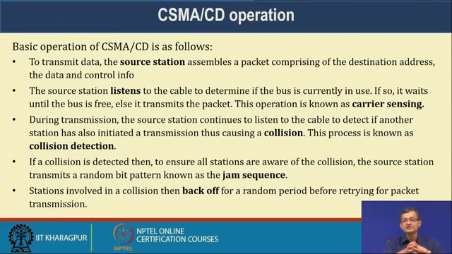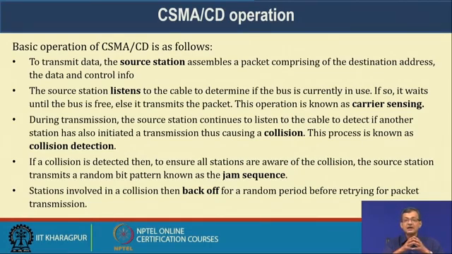This operation is known as carrier sensing. If the bus is not free, it waits, and if it is free, it transmits. During the transmission, the source station continues to listen to the cable or media to detect if another station has also initiated transmission, causing a collision. So it looks for collisions.